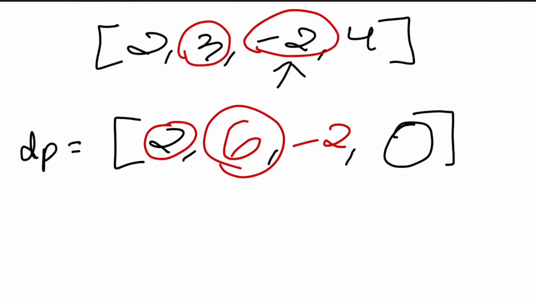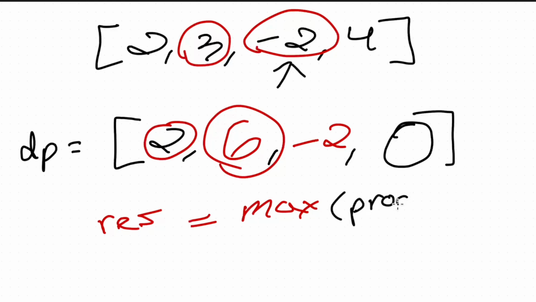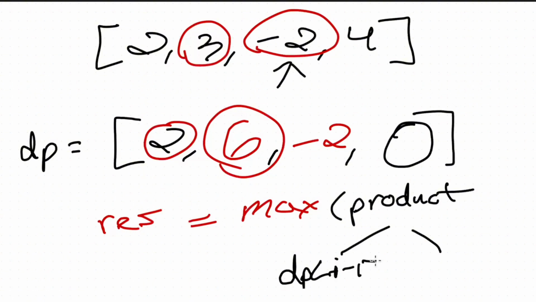We want to store this, so I'm thinking we can just have a variable that calculates the max each time. What should it calculate? That's a good question. I think it's calculating the product, which we said was dp at i minus 1.